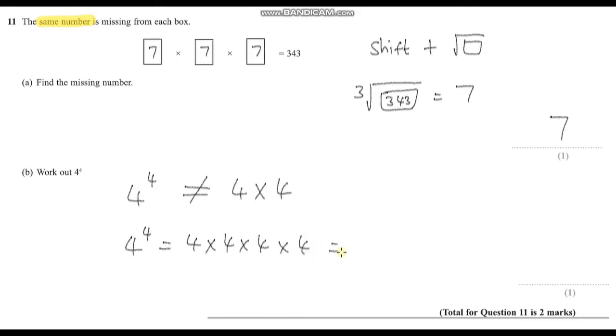And again, we can put this into a calculator. So we could write 4 to the power 4, or we could just write 4 times 4 times 4 times 4. And we get 256. So that is our answer, 256.